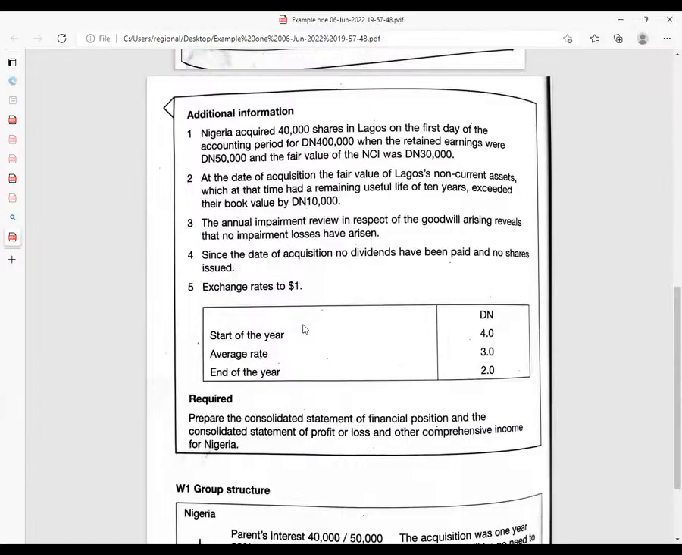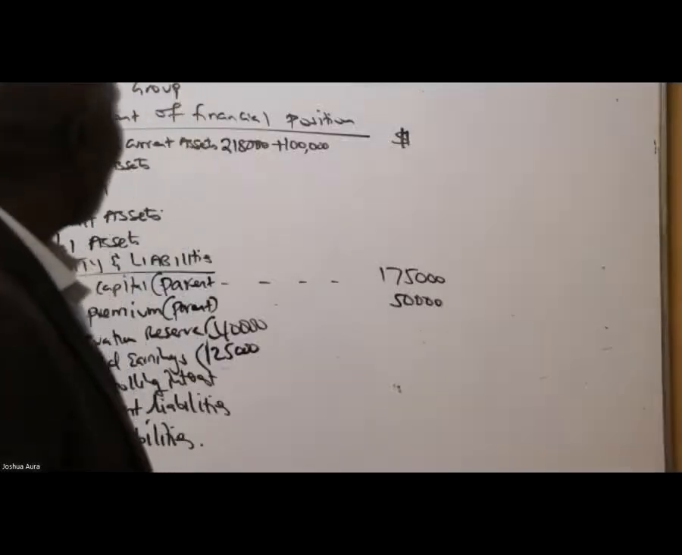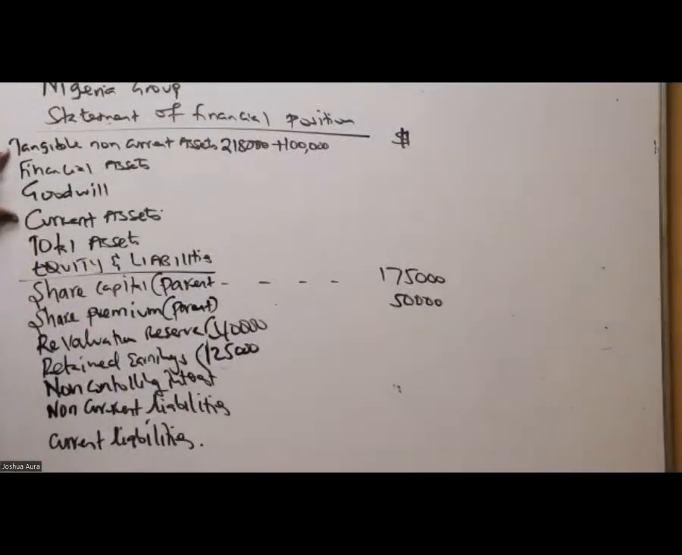Should I use, from note number 5, the rate for the start of the year, the average rate, or the end of the year? Someone talk to me. Which rate should I use? Closing rate. Always for the balance sheet, assets and liabilities, you shall use what we call the closing rate to translate.